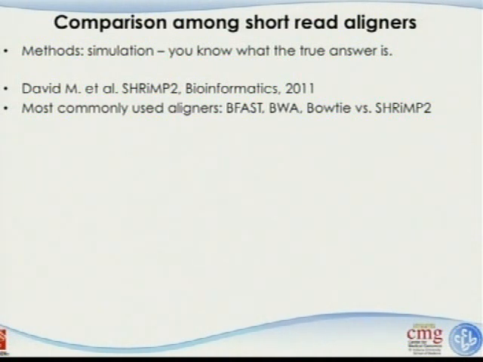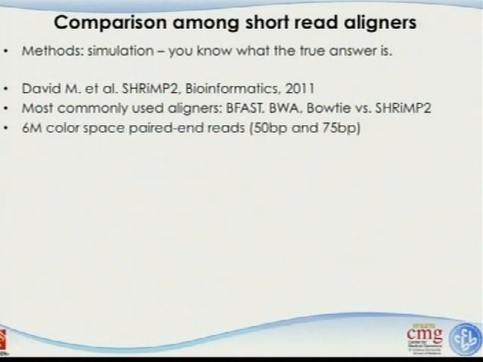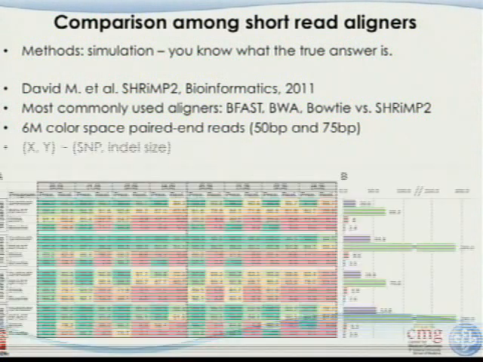But the point is that when they published their algorithm, they compared their performance against three of the most commonly used aligners: BFAST, BWA, and Bowtie. I thought this comparison would be fair, so that's why I put it in. These are the three algorithms my group uses very often. They generated 6 million color-space paired reads, apparently for the SOLiD platform, one set at 50 base pairs and another at 75 base pairs.